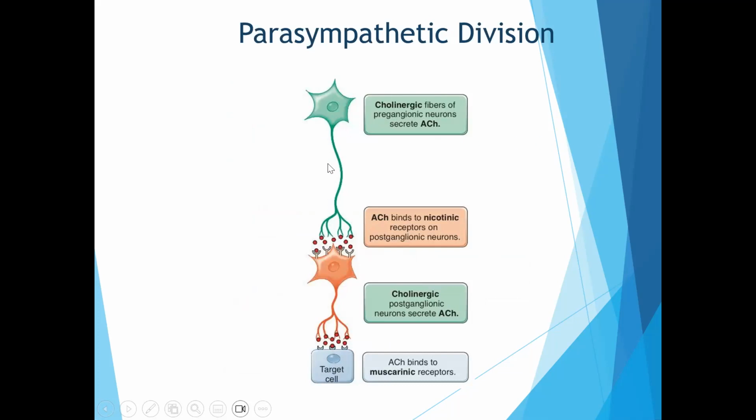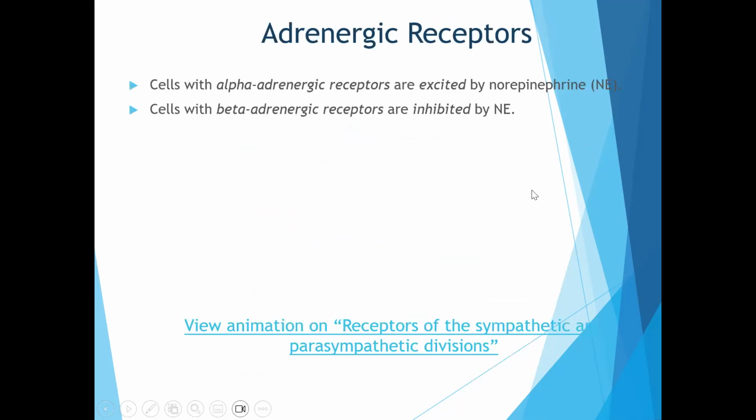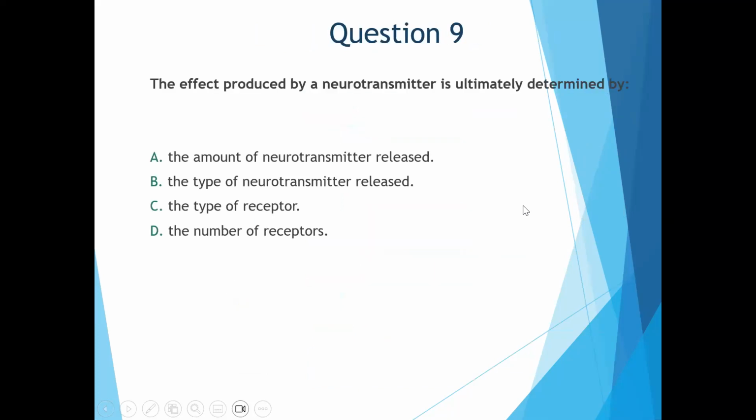So you're still going to have a cholinergic fiber preganglionic. Still, that acetylcholine binds to the nicotinic receptor on the postganglionic. And then the postganglionic is also going to be a cholinergic fiber, which secretes ACH, which is going to bind to a muscarinic receptor. So, like I said, don't get too caught up in memorizing this stuff. Just make sure you know the neurotransmitters and the receptors.